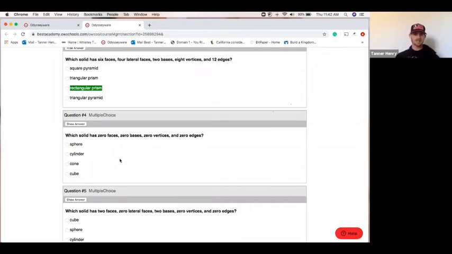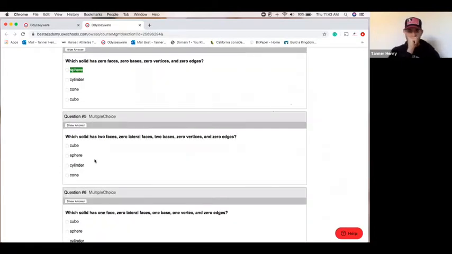Which solid has 0 faces, 0 bases, 0 vertices, and 0 edges? Sphere, cylinder, cone, cube. The only one that has 0 is probably going to be a ball, or a sphere would work too.